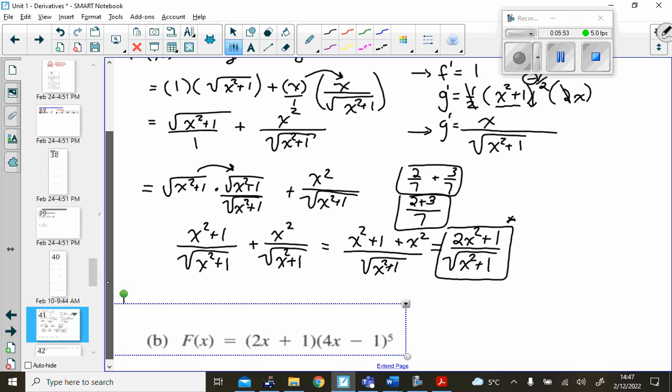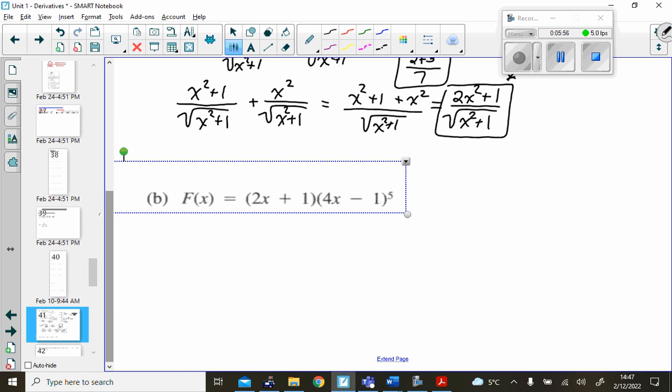Okay, so the second part, looking at a product again. This term is going to be f. That term is going to be g. So the f is 2x plus 1. G is 4x minus 1 all to the 5th power. So the derivative of f is going to be easy. Derivative of 2x is 2. Derivative of 1 is 0.